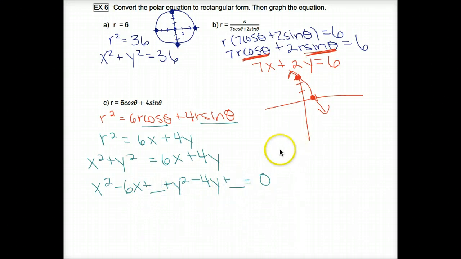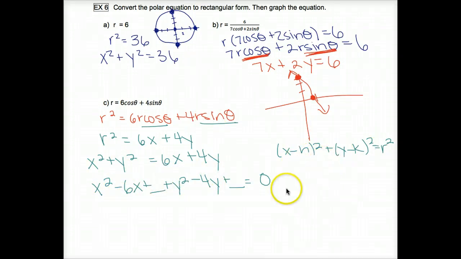But circles in general are written in this form: x minus h squared plus y minus k squared equals r squared. And so I need to have a perfect square trinomial here in order to know where the center is, and so that I can know where the radius is. So I essentially complete the square twice, once for the x and once for the y. So one blank here, which means there are two to balance out the right side of the equation.